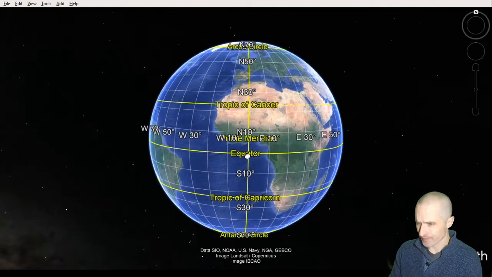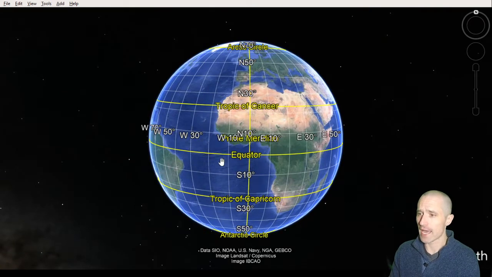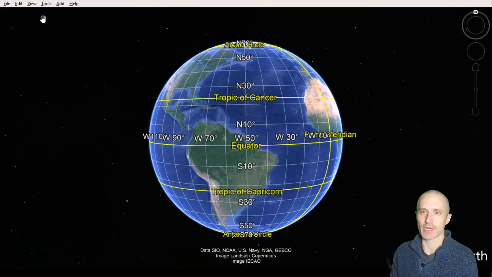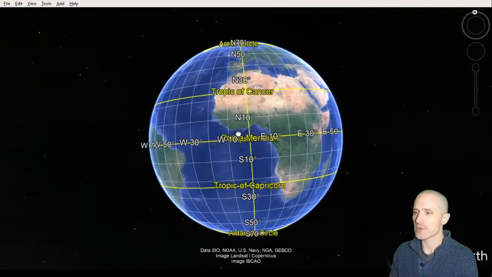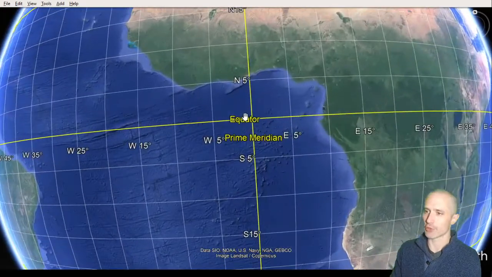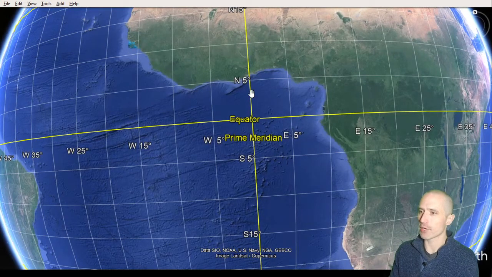And what we've got are some lines, latitude and longitude lines, that tell us exactly where things are. Now, if we're looking at latitude, latitude is a measure of how far away you are from the equator. So if I was here in Africa, I could say I am 5 degrees north of the equator. That would be my latitude.